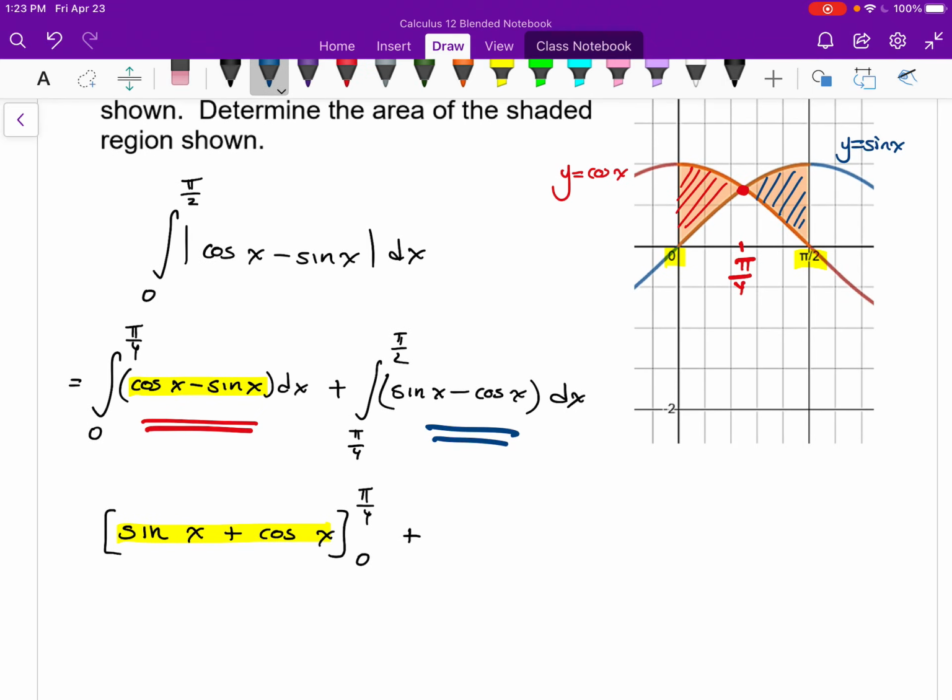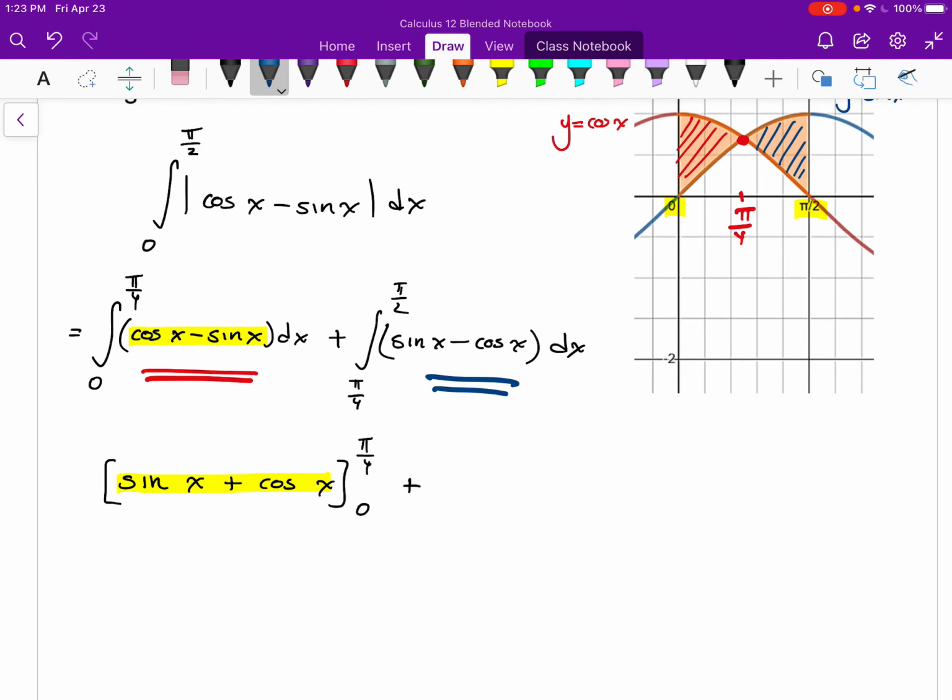So now I'll find again the antiderivative of sine x minus cos x, which in this case is minus cos x minus sine x. And again, I want to evaluate this integral from pi over 2 to pi over 4.